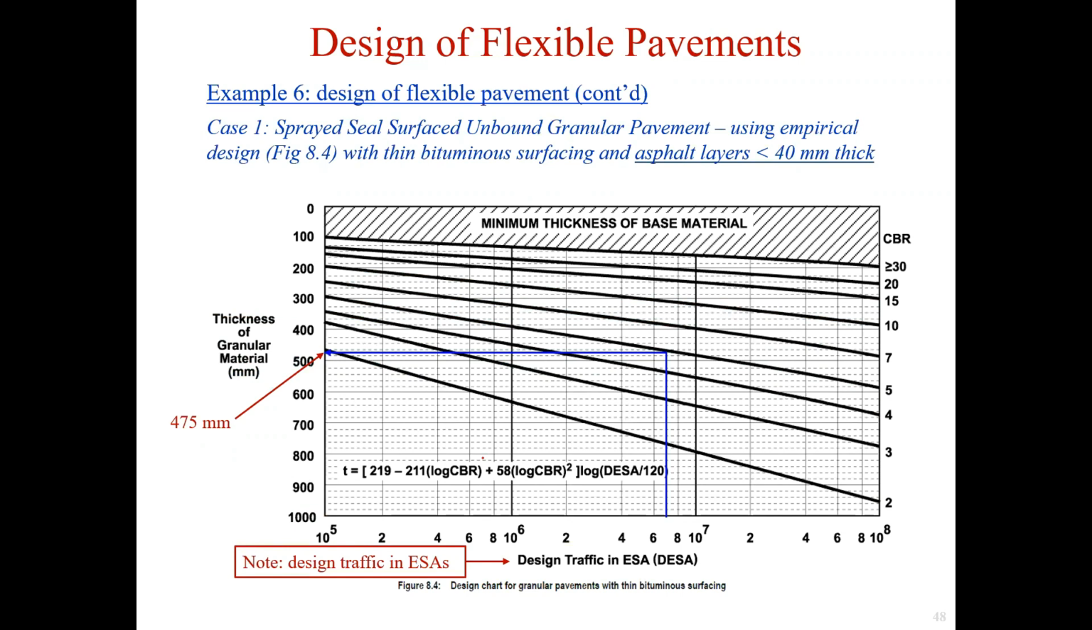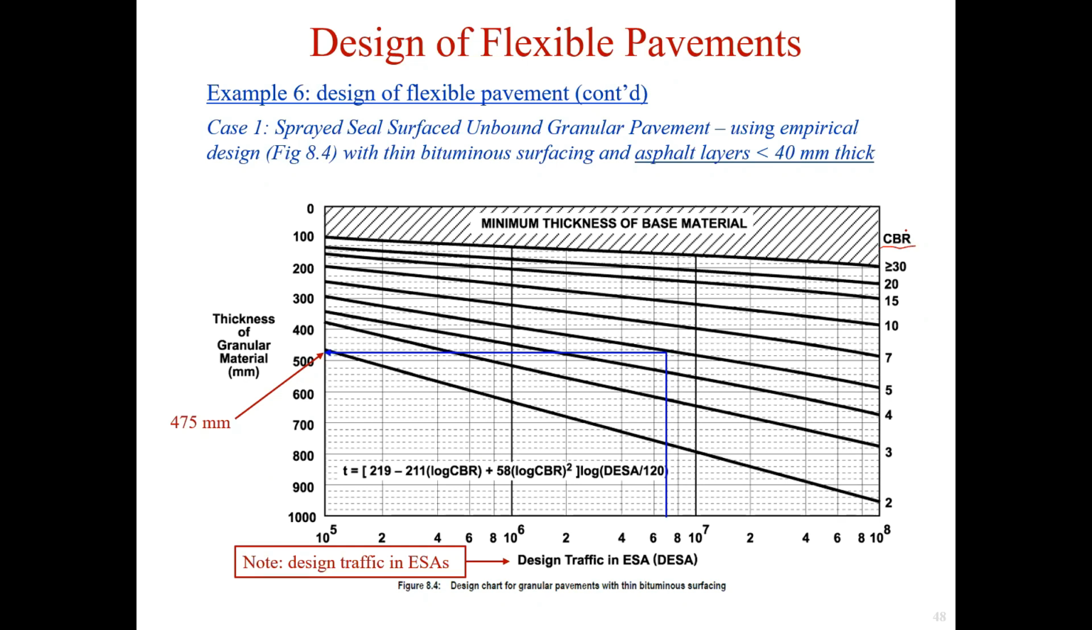For this empirical design chart, the design traffic loading in the horizontal axis is in ESA. So you calculate the number of load repetitions in equivalent standard axles over the design period. The other factor the thickness depends on is the CBR, or California bearing ratio, of the materials that is going to be covered by the pavement. So it's shown on the right-hand side axis. Each of these curves here relates to a different California bearing ratio, so different strengths of the supporting layers.